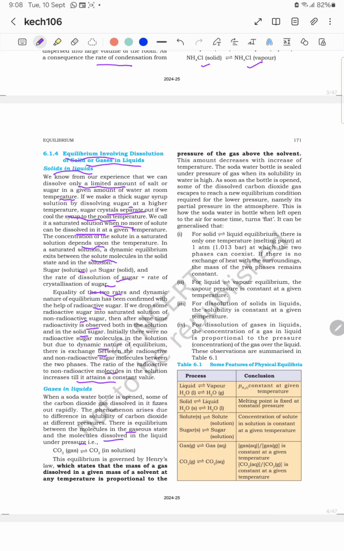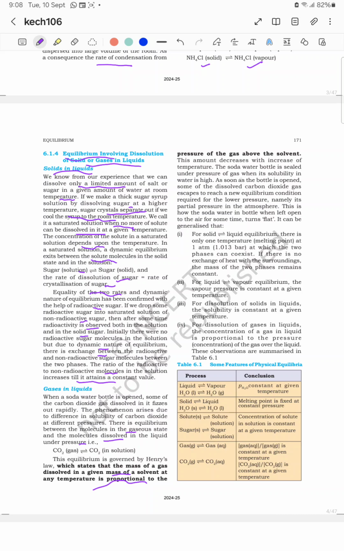This equilibrium is governed by Henry's law, which states that the mass of a gas dissolved in a given mass of a solvent at any temperature is proportional to the pressure of the gas above the solvent. This amount decreases with the increase of temperature.